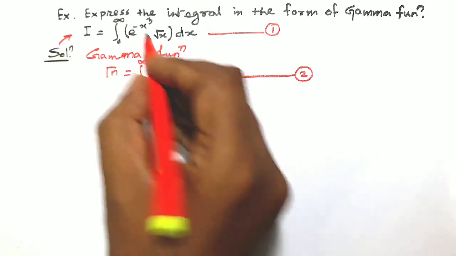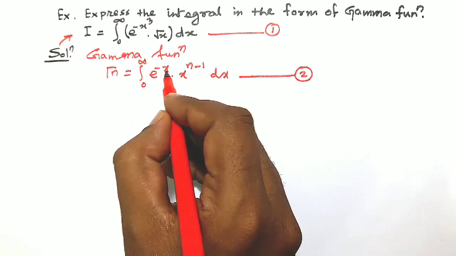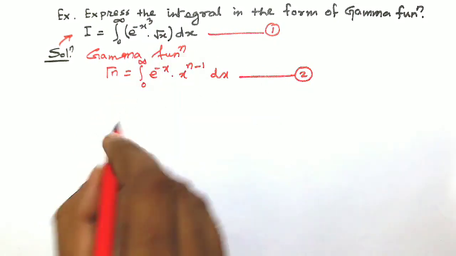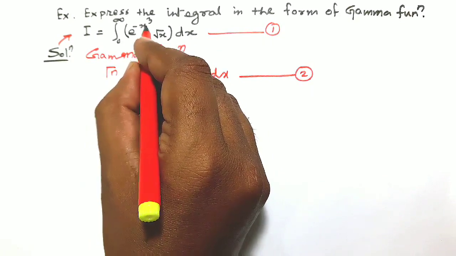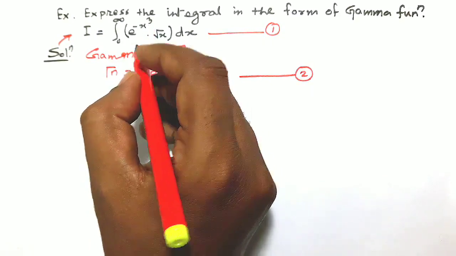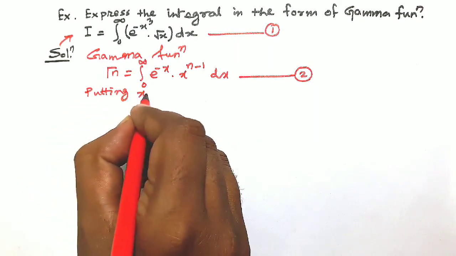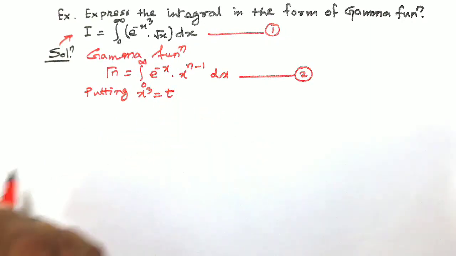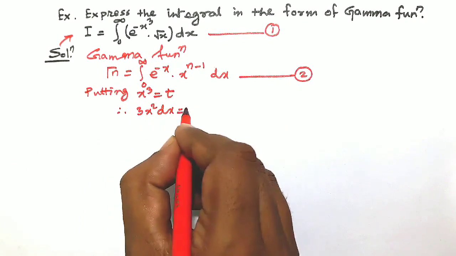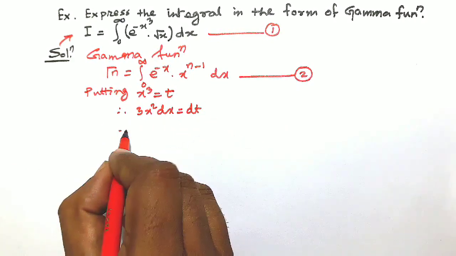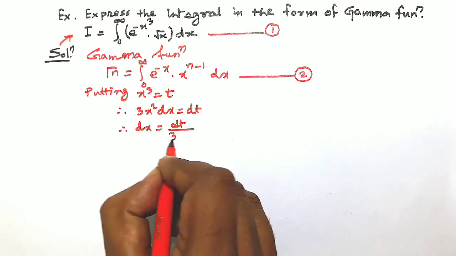This is in linear form, and here e to the power minus x cube is in cubic form. So first of all we shall adjust this to linear. So what to do? We shall substitute x cube by any variable, say t. So putting x cube is equal to t, we get 3x square dx is equal to dt. Therefore dx is equal to dt upon 3x square.